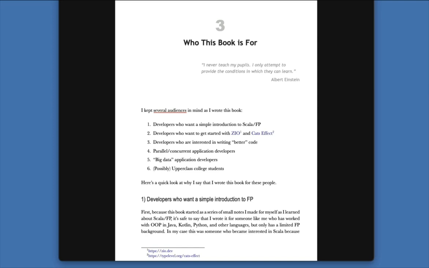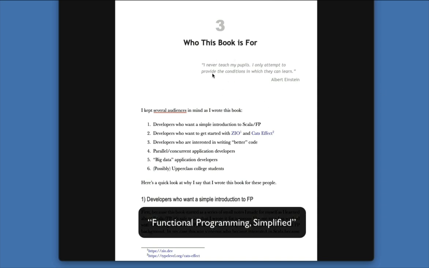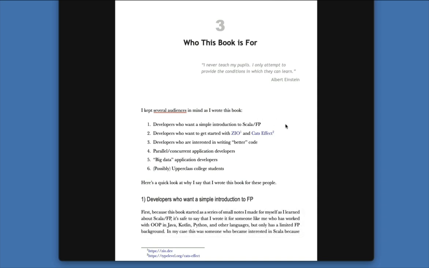Before we get started, I want to take a quick look at who this course is for. So, this course is based on this book. And when I wrote this book, I said that I had several audiences in mind. One audience is those who want a simple introduction to functional programming in Scala. A second audience is developers who want to get started using the Zio and Cats Effect libraries.